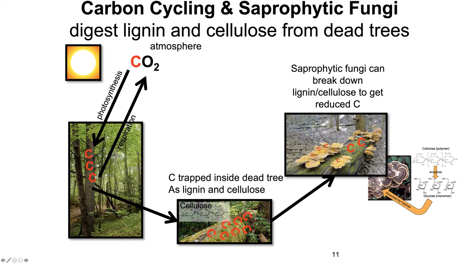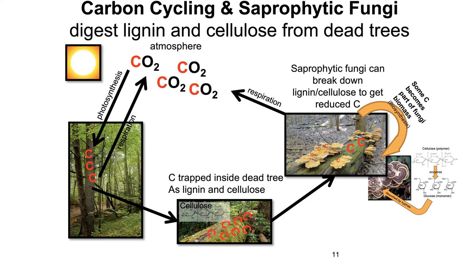And because they're breaking them down, they can use those carbon atoms that they absorb from those logs for several different things. So some of that carbon will become part of the fungi's biomass. This is once again that process that we referred to as biosynthesis. So all this orange stuff that you're seeing on this mushroom growing on this log is made of carbon molecules that it's absorbed from those dead logs.